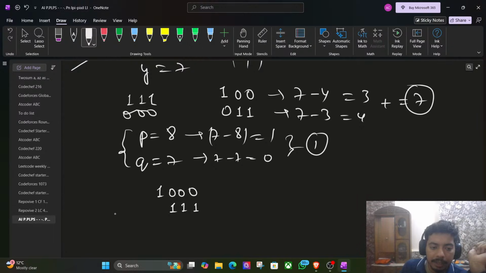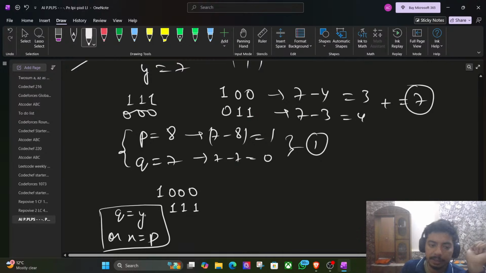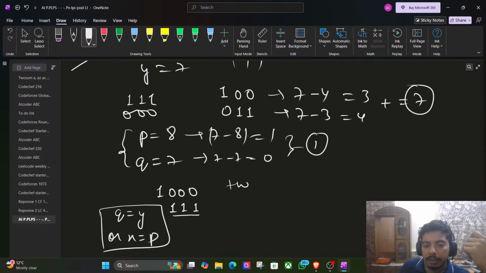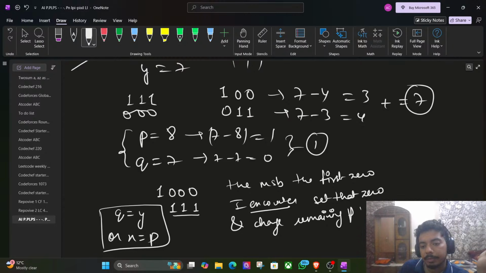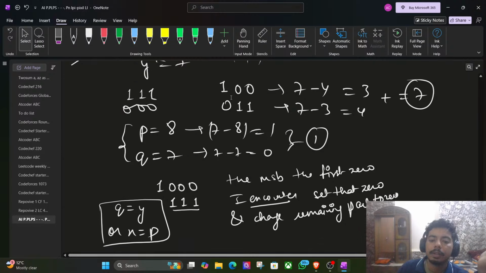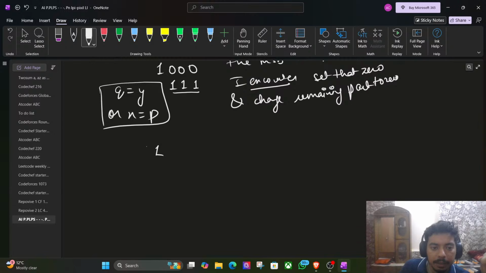Okay. So I know that one term will be q equals y or x equals p. So one term will be the same, and for the second term, if I am taking q as y, which is the same, then I will check from the MSB for the first 0 I encounter. The first 0 I encounter, set that 0 and change the remaining part to 0. So what I am doing: if this is 1 and a 0 comes here and there is something after it, I am putting 1 here and unsetting the whole remaining part.